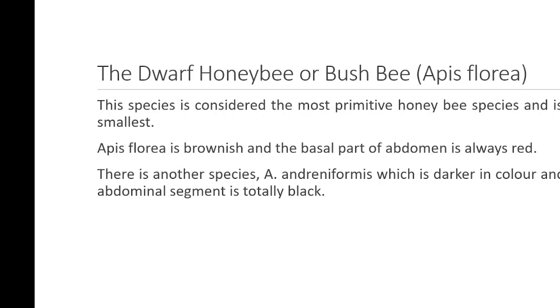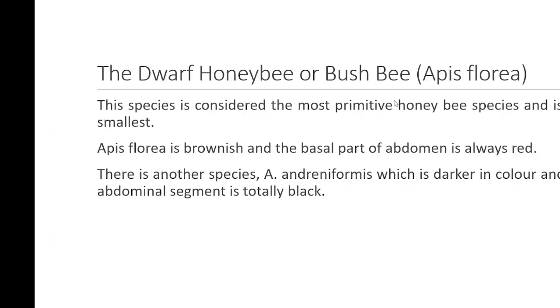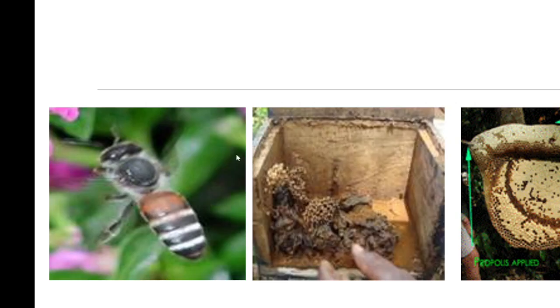So Apis florea is brownish and the basal part of the abdomen is always red. Here you can see that this is the Apis florea. This lower or basal portion of the abdomen will be slightly reddish in color. That is the peculiarity by which we will be able to identify this species, known by the name Indian little bee or dwarf honeybee. So it is brownish, and the most striking character is the presence of reddish color here.